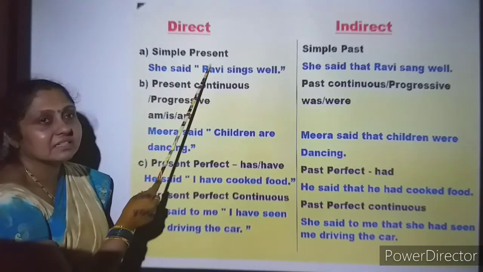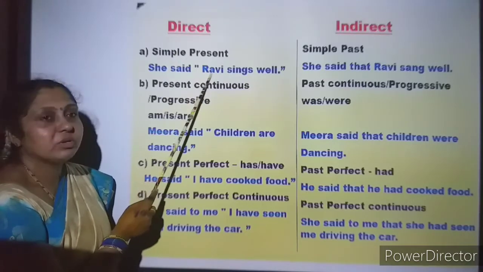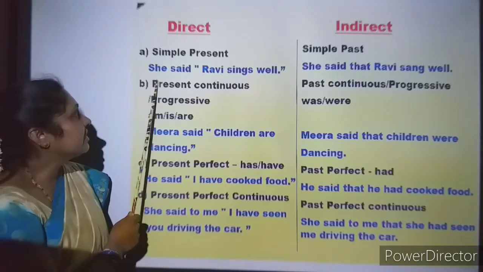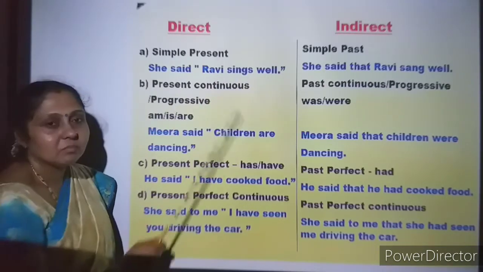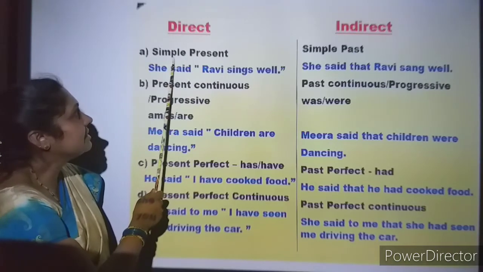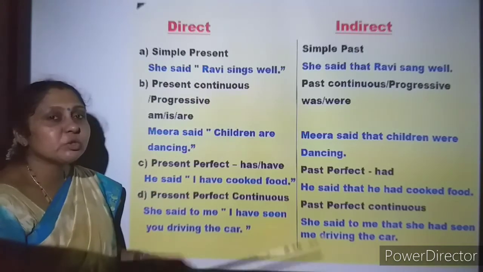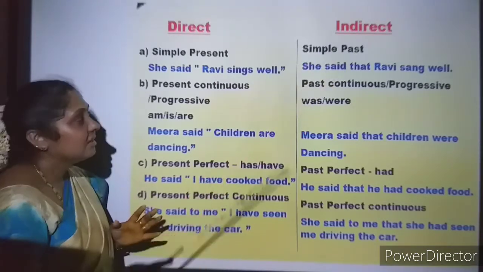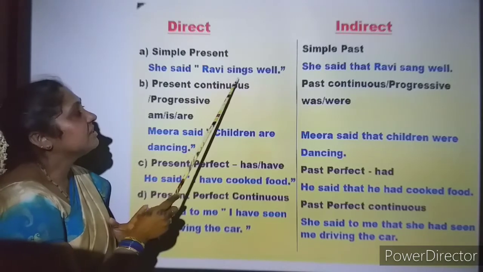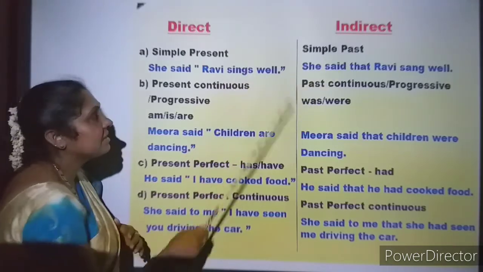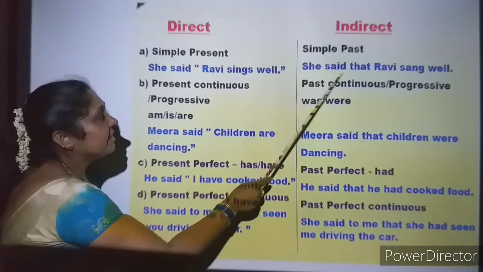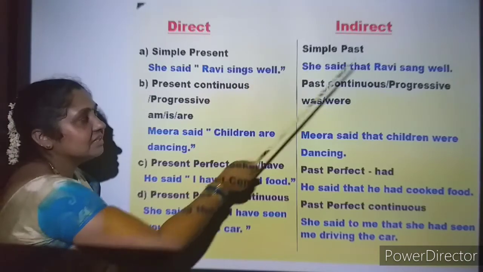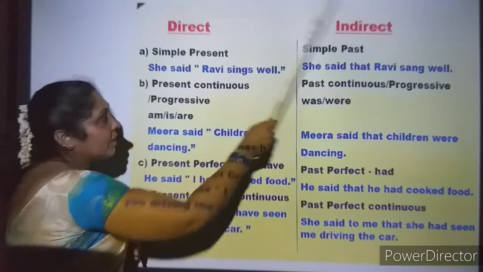Now simple present. The sentence is put in simple present and your reporting verb is also in past tense. She said, Ravi sings well. Ravi sings well. It is in simple present. Now when it is changed to indirect speech, the change in the tense will be simple past. The sentence is in simple present. The change in the tense will be simple past. Observe the changes. She said that Ravi sang well. So Ravi sings well changes into Ravi sang well.